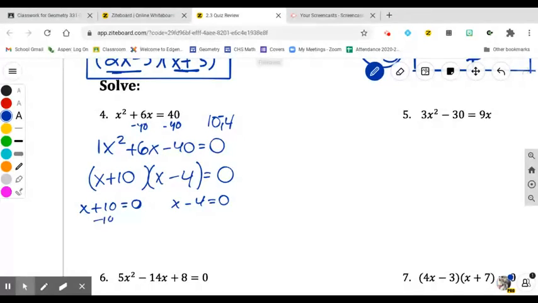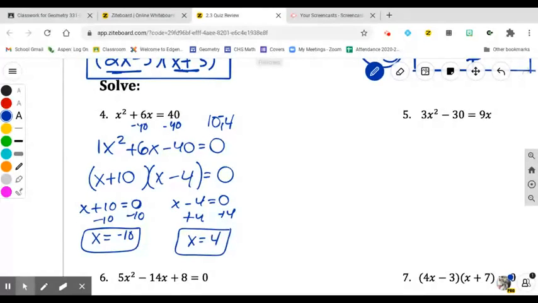So I'm going to subtract 10 here. So it's going to be x equals negative 10. Add 4 here. So I'm going to have x equals 4. And that's number 4.